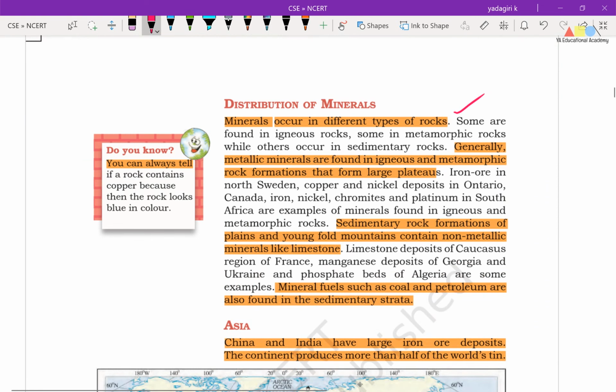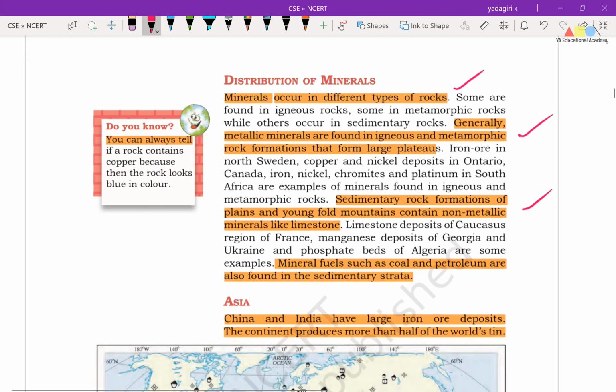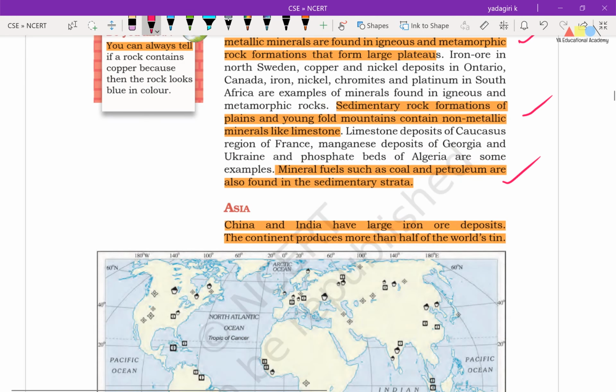Right friends, minerals occur in different types of rocks. Generally, metallic minerals are found in igneous and metamorphic rocks, rock formations that form large plateaus. Friends, similarly, sedimentary rock formations of plains and young fold mountains contain non-metallic minerals like limestone. Right friends, mineral fuels such as coal and petroleum are also found in the sedimentary strata.